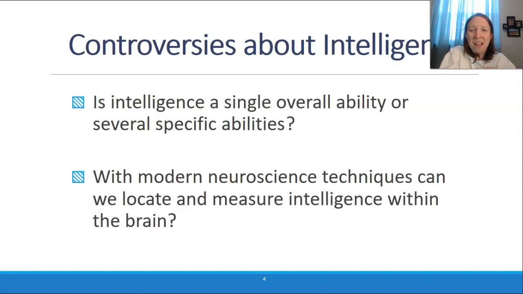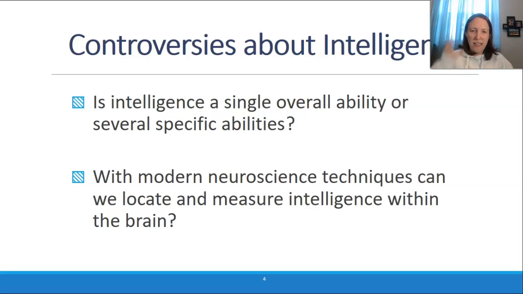This is something we're going to talk about in class, but I should start with it anyway because it sets up the rest of the discussion. One of the big controversies about intelligence: is intelligence a single overall ability or is it several specific abilities? As we go through a bunch of theories, it's really hashing out what the psychologists of the past and of today believe. You can decide for yourself. This is not necessarily a right answer situation, but there's certainly evidence that seems to veer one way versus another.